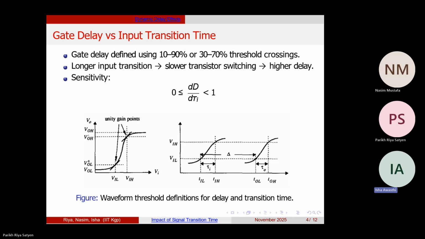From the simulation results, we observe two important properties. Gate delay increases monotonically as the input transition time increases, so a slower input always means a longer delay. The sensitivity of delay to transition time is less than 1, which means the effective effect of a slow slope becomes smaller as the signal passes through more logic stages. These two properties are foundational because they explain why slope effects matter a lot at the start of a path but gradually fade as the signal moves deeper into the circuit.